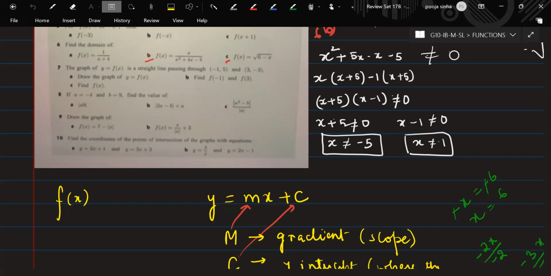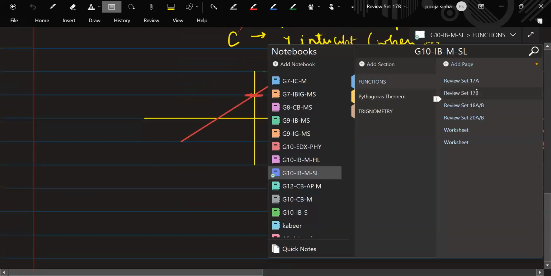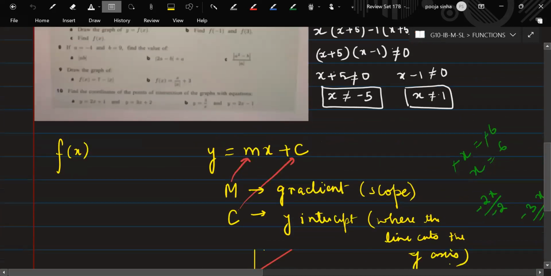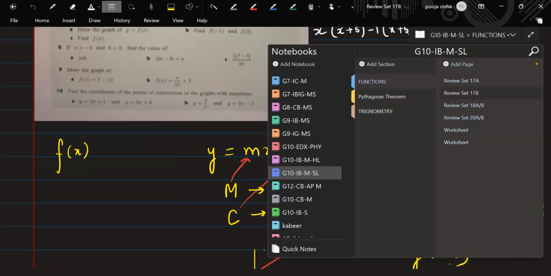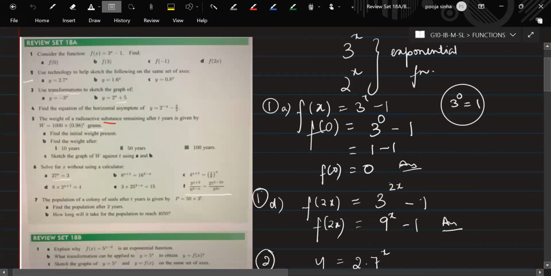9, 10th, any confusion there? No confusion in 9, 10, so we move to the next. When is the essay expected? 5th. Okay. All right.